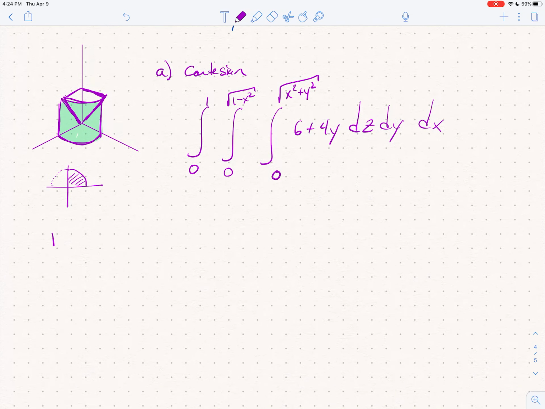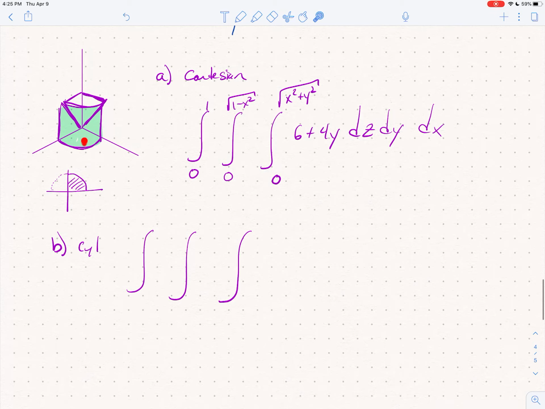Now let's see if we can set it up in, I guess next we'll do cylindrical coordinates. Similar initial cut: I'm going to cut this thing parallel to the z-axis. First, though, I better plug in everything. So I'm going to get 6 plus 4 r sine theta, all times an r, dz, dr, d theta. You can push that r through if you want. I left it there.